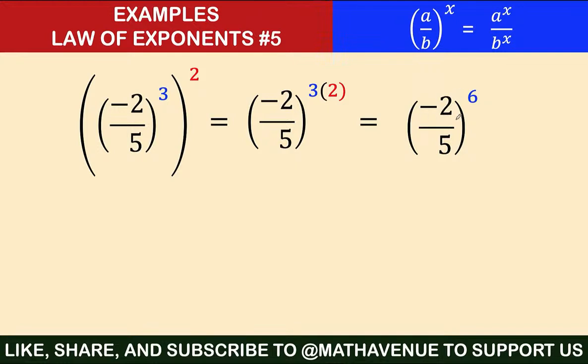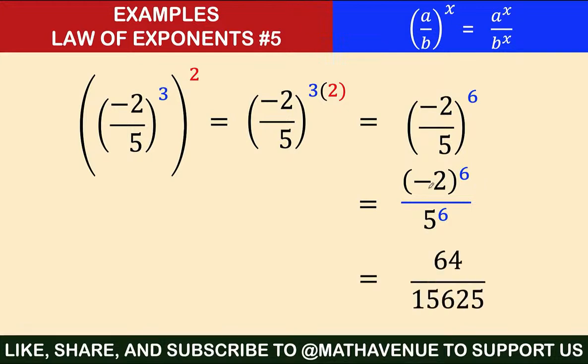So this negative number raised to an even exponent will become positive. Simplifying this now, applying law of exponent number 4, we can write this in 2 exponential numbers, 1 in the numerator and 1 in the denominator. Both are raised to exponent 6. Then negative 2 raised to the sixth is positive 64, and 5 to the power of 6 is 15,625. That is now our answer.